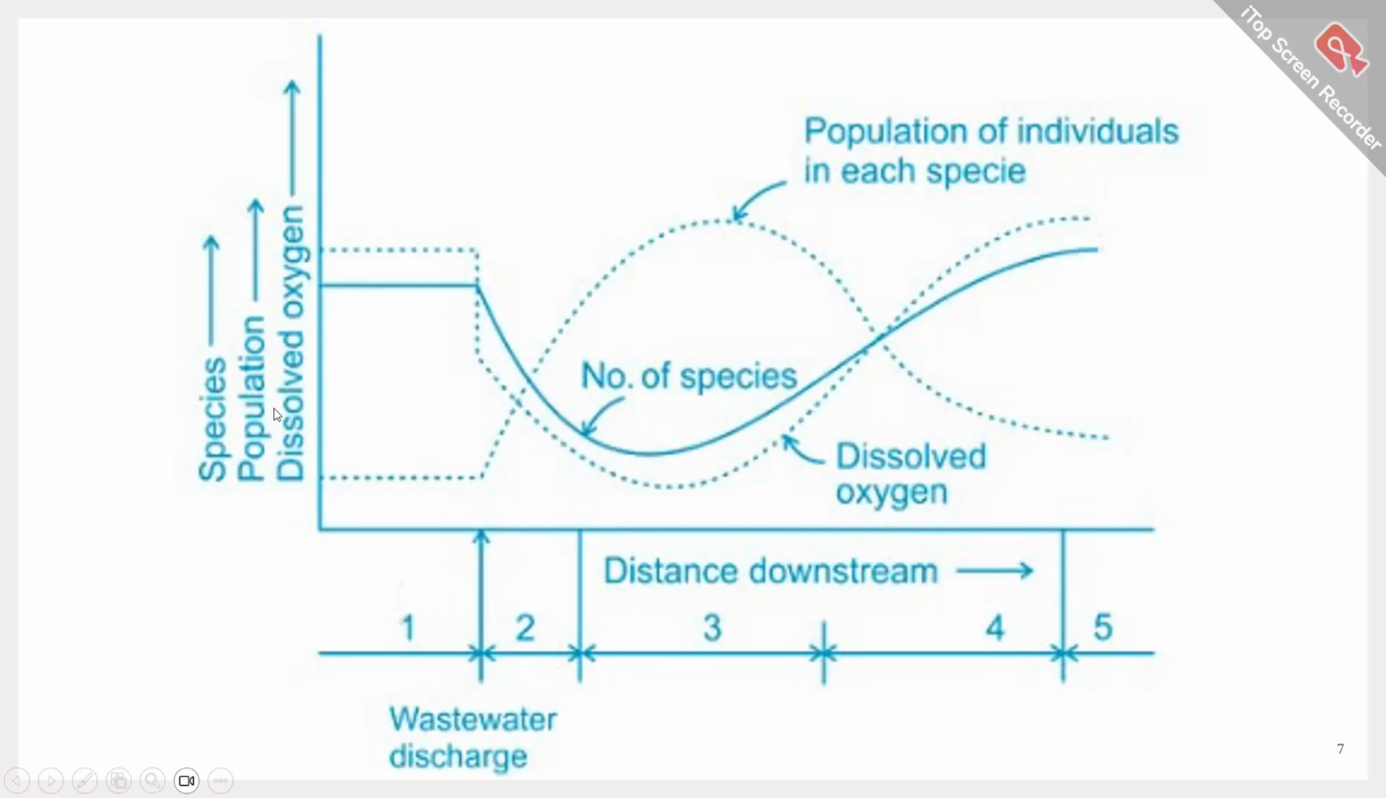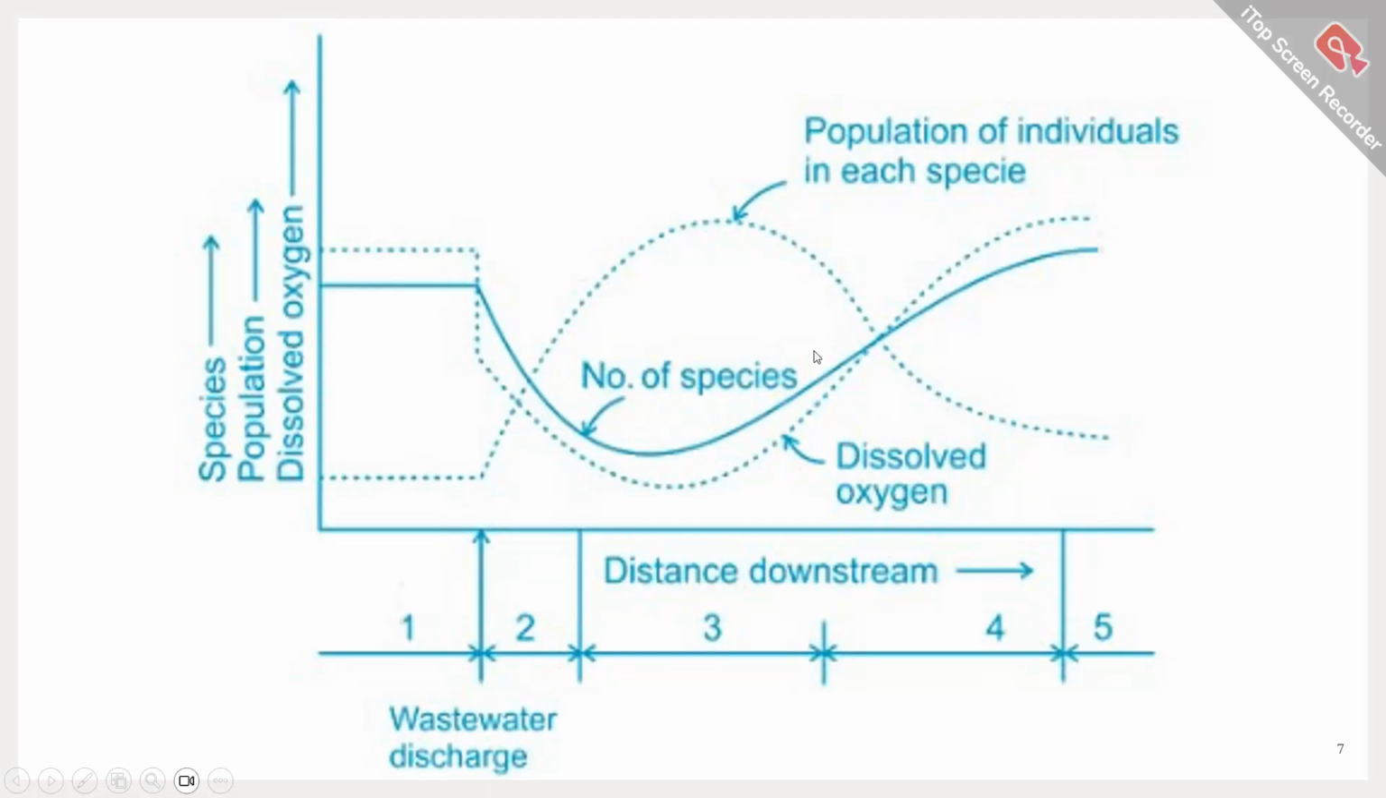So what happens to the dissolved oxygen? It basically decreases and again increases across the zones 1, 2, 3, 4. Zone 3 is zone C, or the zone of active decomposition. Zone 1 and zone 5 are the clear water zones, and in zones 2, 3, and 4 we can see an active decline and active increase of the concentration of dissolved oxygen. Along with the dissolved oxygen, we can see that the number of species is also decreasing.